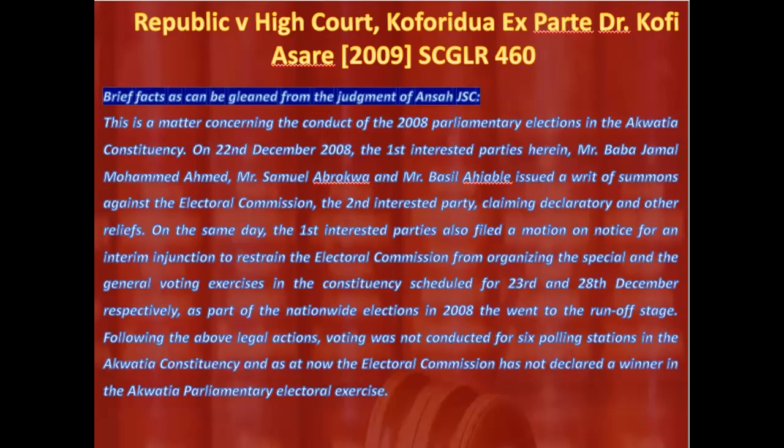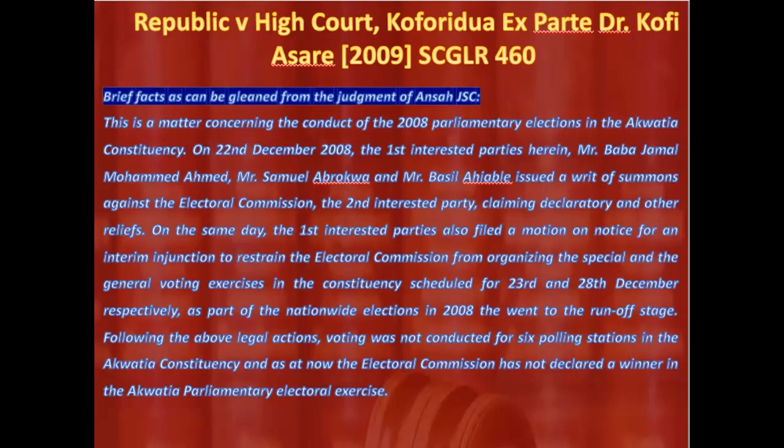Now, to buttress the arguments of the plaintiffs, the whole of the lawyers' arguments in the High Court was that the reliefs that they had endorsed on their writ of summons, even though they pertained to the parliamentary election in the Akwatia constituency, were different from reliefs that a petitioner in an election petition would normally seek under the Representation of the People Law, and therefore he could come by a writ of summons.